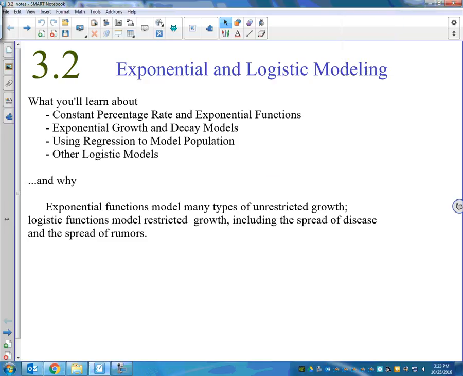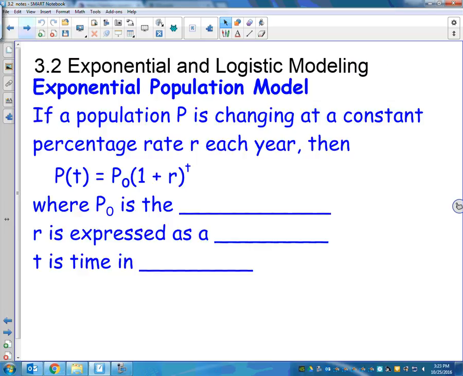Okay, so we're going to continue our talk with exponential and logistic modeling. We're going to look at a lot more story problem stuff on this, okay? So first of all, it's talking about the population model.